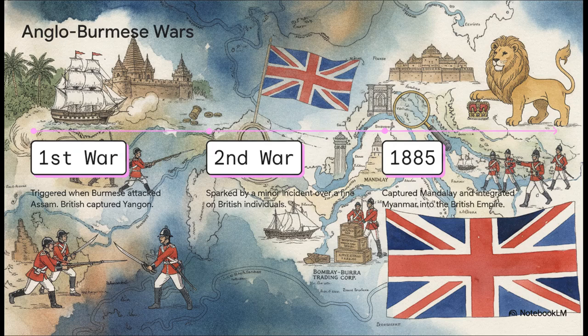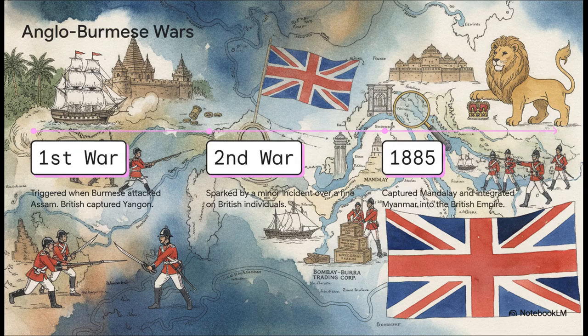But they didn't just conquer it overnight. It was a very methodical, three-step process. The first Anglo-Burmese War happened under Lord Amherst, triggered when the Burmese conquered Manipur and attacked Assam. The British Navy stepped in and conquered Yangon, called Rangoon at the time. Then came the Second War under Lord Dalhousie, originally sparked by, get this, a minor incident involving a fine on British individuals, but it firmly established British influence.